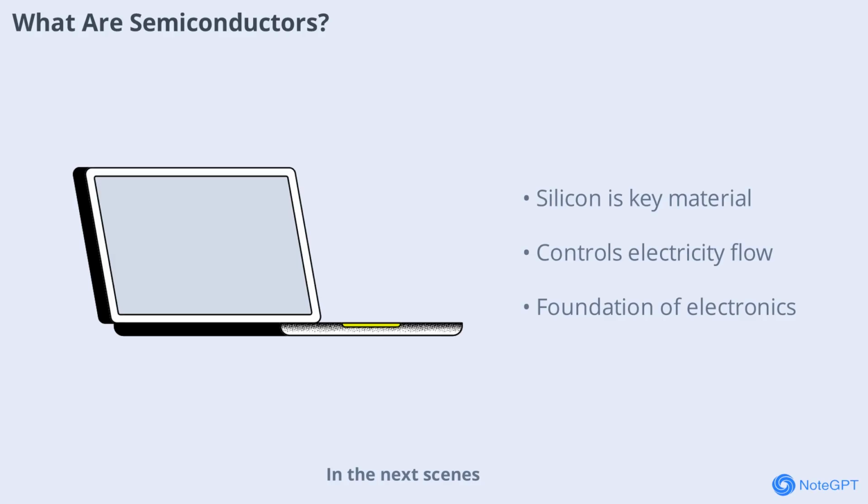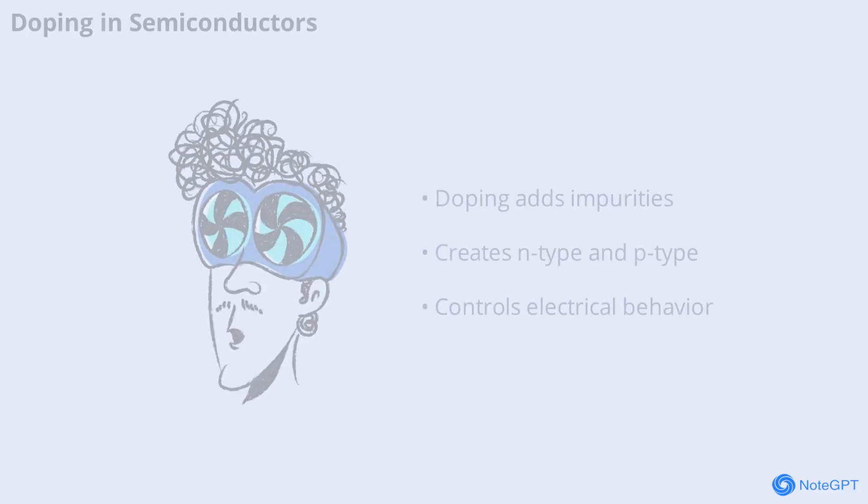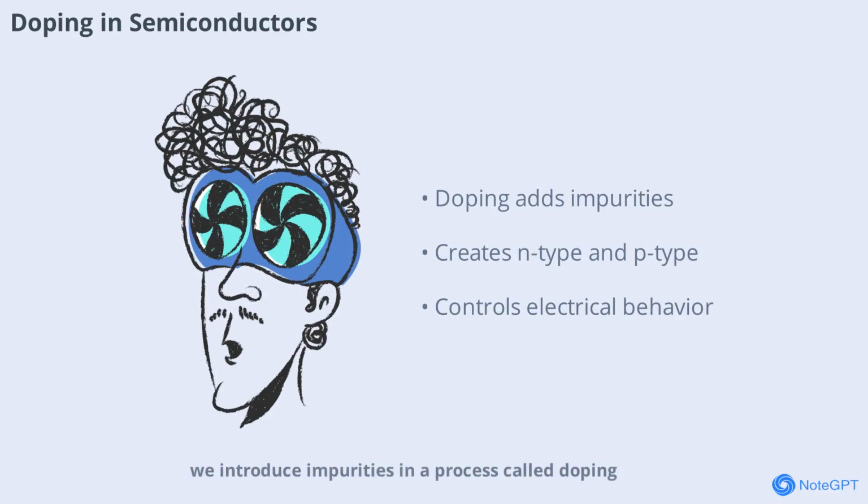In the next scenes, we'll see how semiconductors are used to create diodes and transistors, the building blocks of logic gates. To make semiconductors useful, we introduce impurities in a process called doping. Doping adds atoms to the silicon crystal, creating either an excess of electrons, n-type, or a shortage, p-type. This process allows us to control how electricity moves through the material.